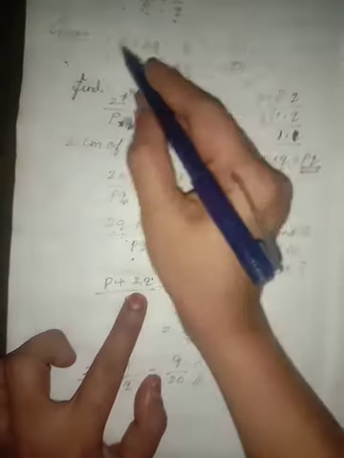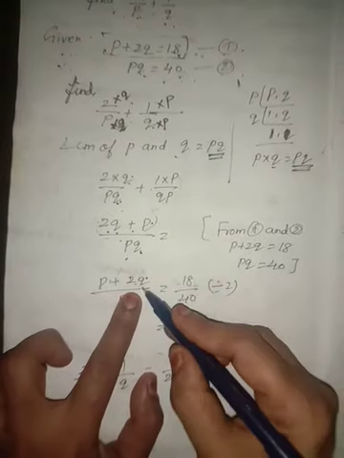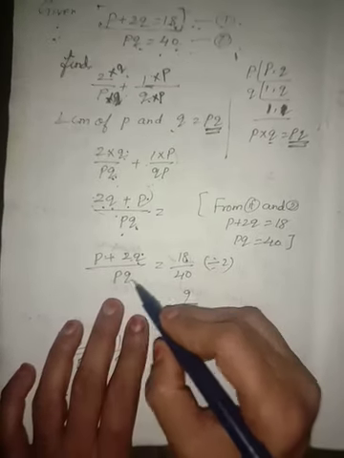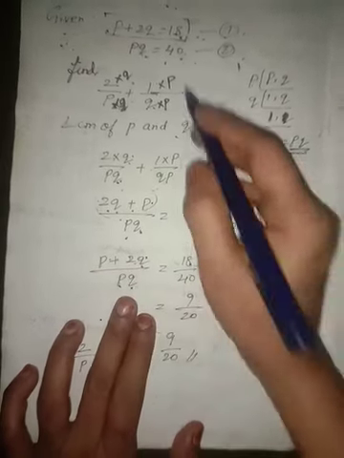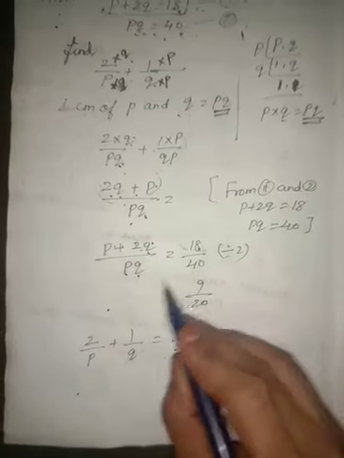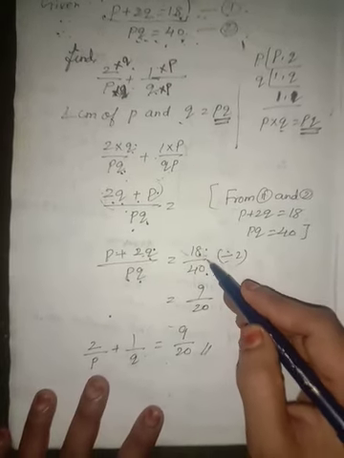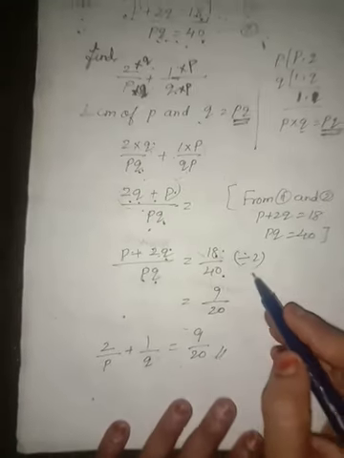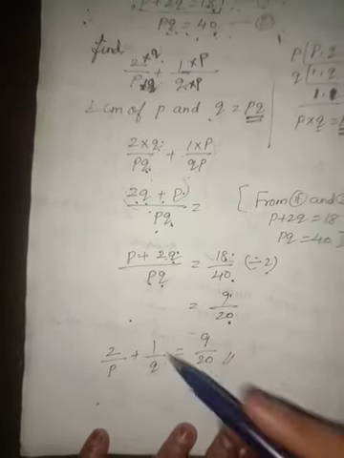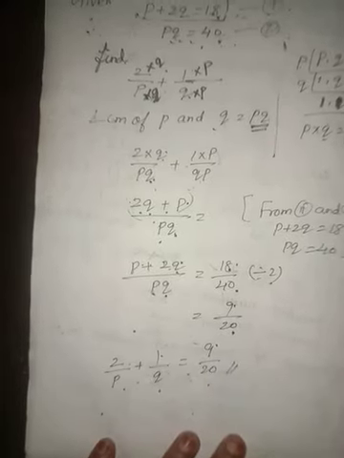What is P plus 2Q? P plus 2Q is equal to 18. So substituting 18 in the numerator. Similarly, we can find the value of PQ. PQ is equal to 40. So substituting 40 for PQ, we get 18 by 40. Both are divided by 2, we get 9 by 20. So the value of 2 by P plus 1 by Q is equal to 9 by 20.